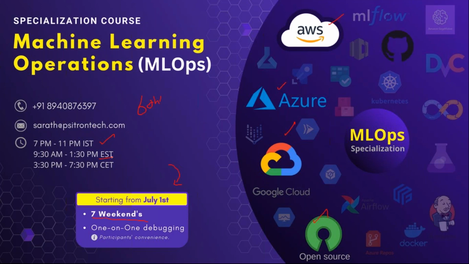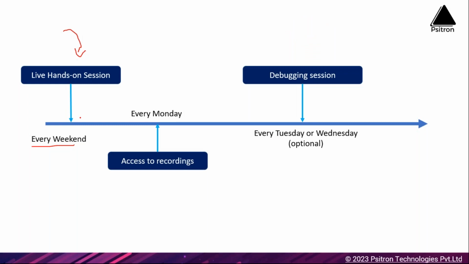In case you are from the EST time zone, it's going to be from 9:30 a.m. to 10:30 p.m. In case you are from the CET time zone, from the UK or some other European countries, it's going to be from 3:30 p.m. to 7:30 p.m. So every weekend we're going to have live sessions, and every Monday you're going to receive access to the recordings of those live sessions.